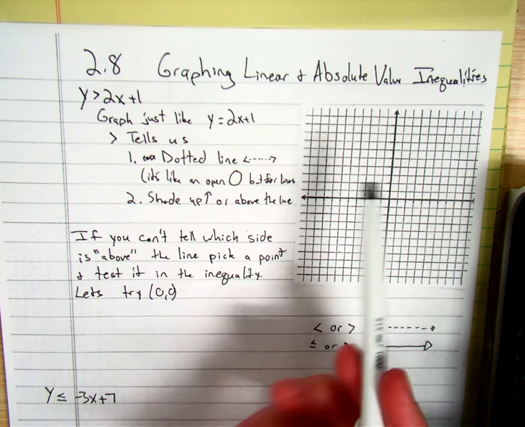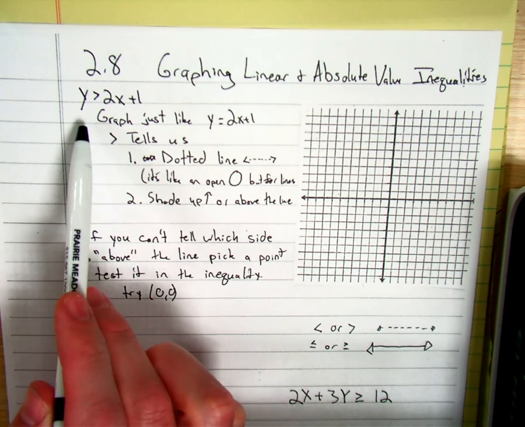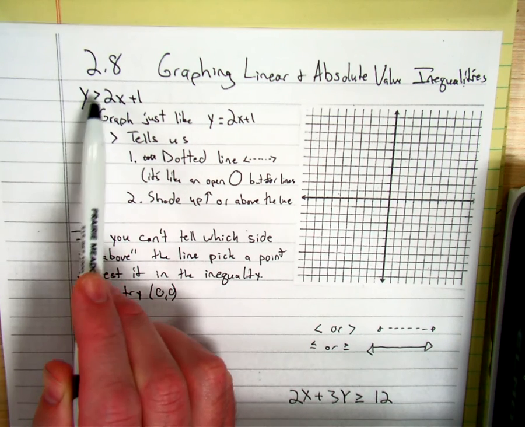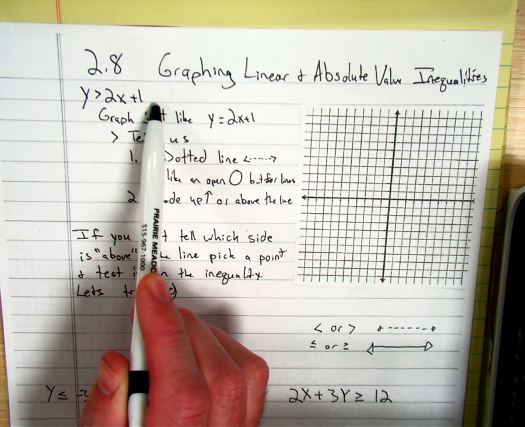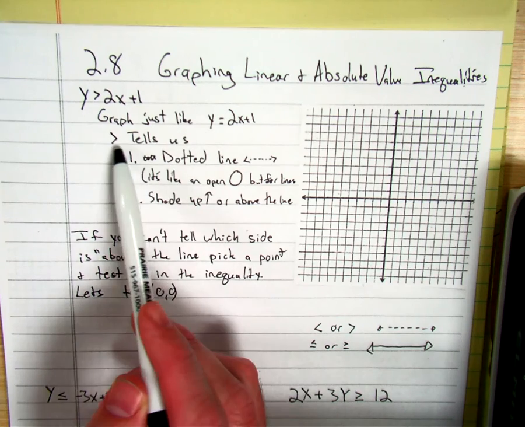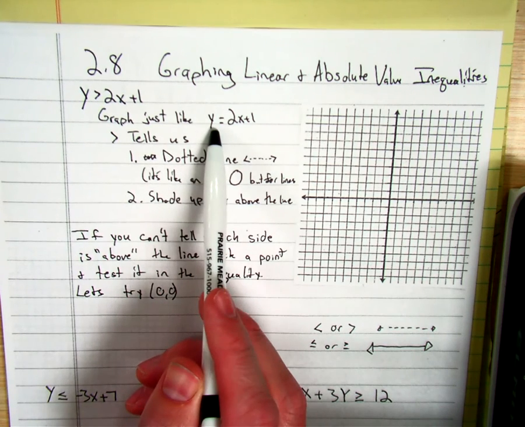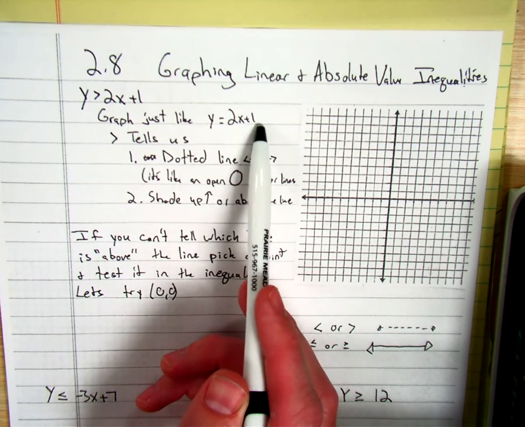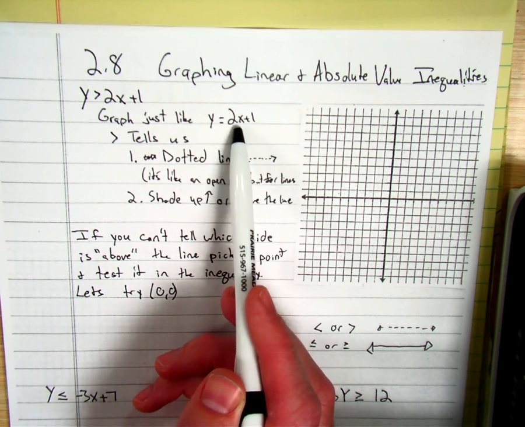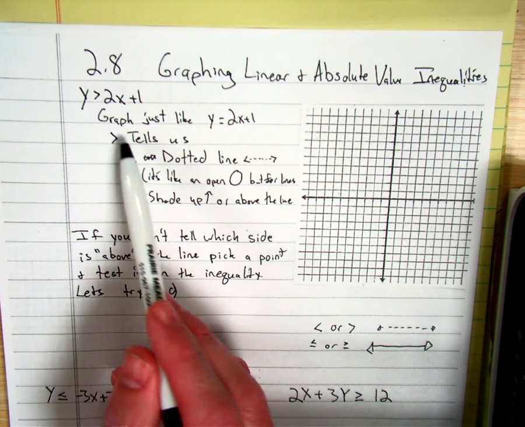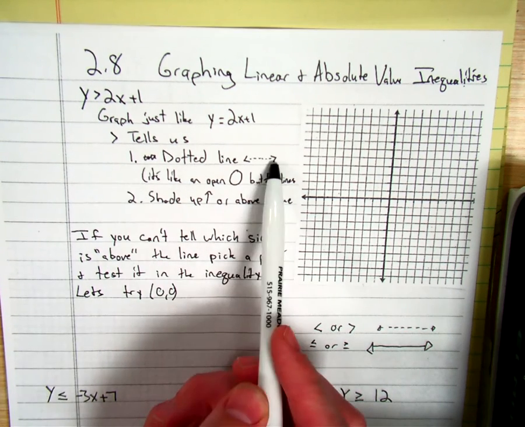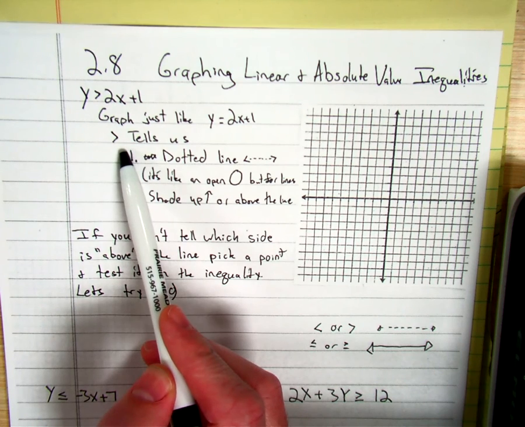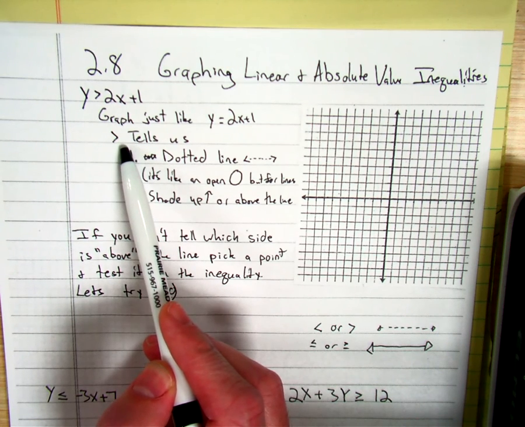Okay, so how would we graph a linear inequality, such as y is greater than 2x plus 1? We're going to start off graphing it just like y equals 2x plus 1. It's going to have a y-intercept of 1 and a slope of 2. The greater than, the inequality part, tells me it's going to be a dotted line, first of all, because greater than or less than would be a dotted line.